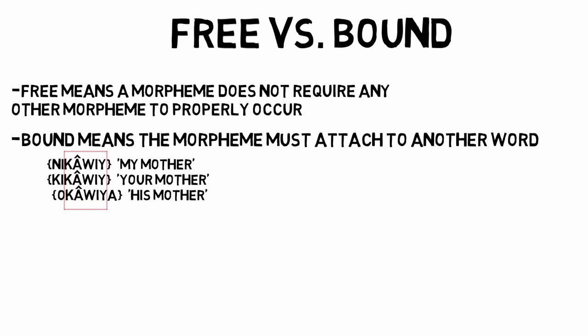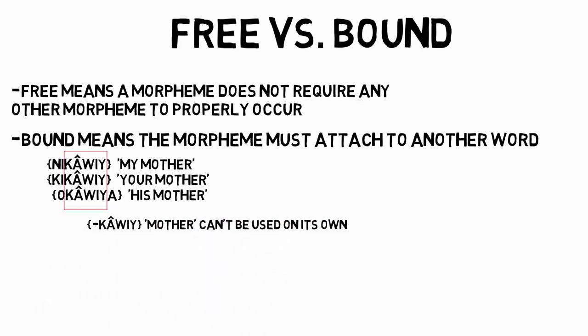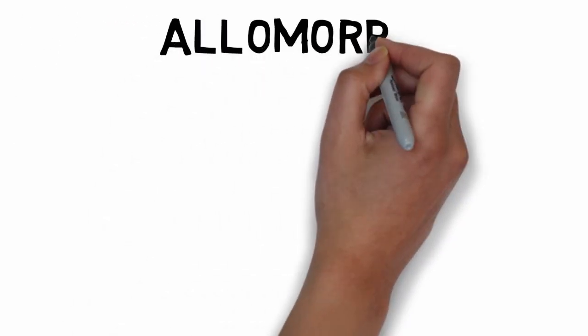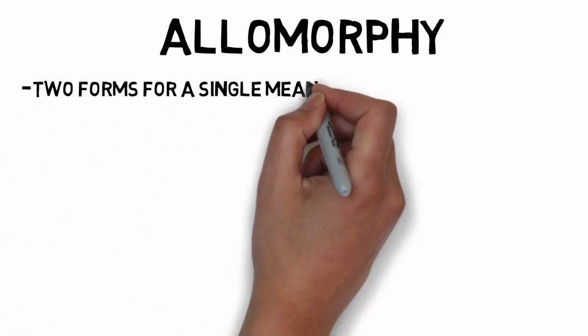Well, in this instance, we can't say kawi by itself. It needs to have the ni for my, the ki for your, or the o for his. And because it can't stand on its own, we would say that although kawi is a morpheme, it is a bound morpheme. Interestingly, there may be multiple morphemes that correspond to a single meaning or concept.